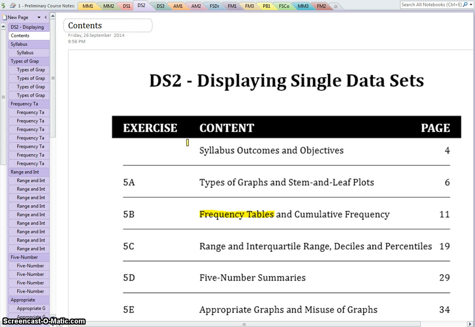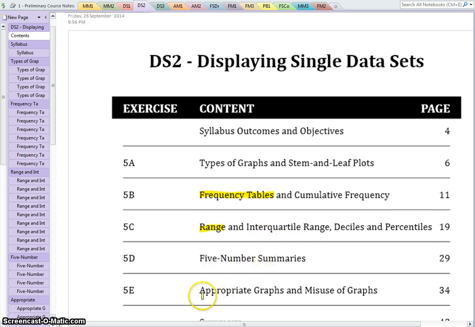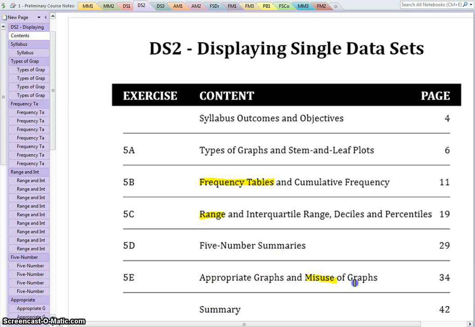Next one is range, interquartile range, deciles, and percentiles. You may have heard the word range, but you probably won't have heard of interquartile range. That's all right, we'll go through it. Five number summaries, and then appropriate graphs and misuse of graphs. We talked about misleading graphs in the last one, but now we're going to talk about misuse of graphs, which is similar, but just a bit more into it.